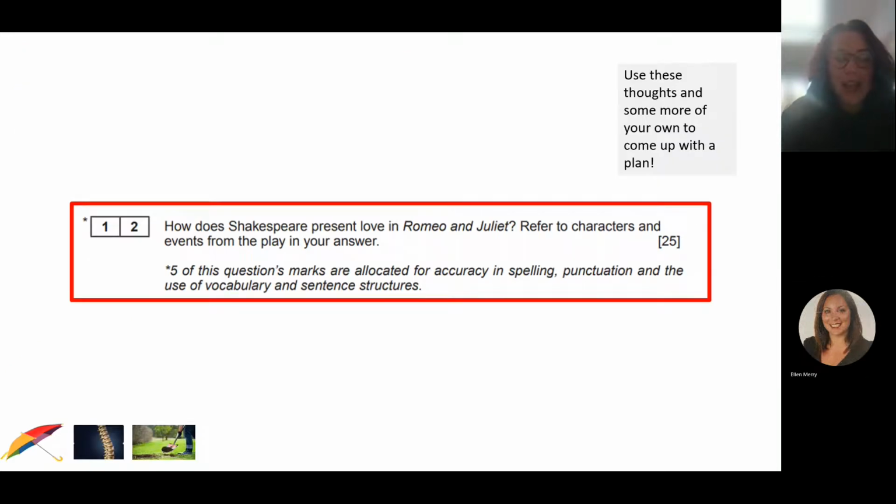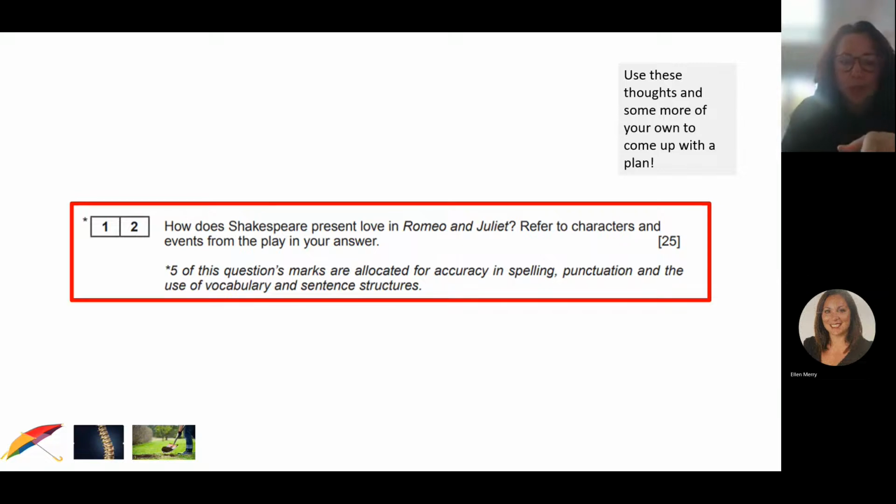So this is the essay question for those of you that would like to have a go at attempting to write that. How does Shakespeare present love in Romeo and Juliet? Refer to characters and events from the play in your answer. When approaching the essay question, I would unpack, if it's a theme specifically, but also with a character question, what that particular theme or character means in the play as a whole.